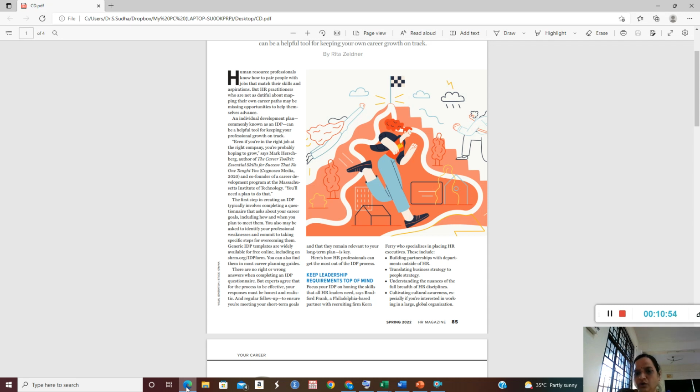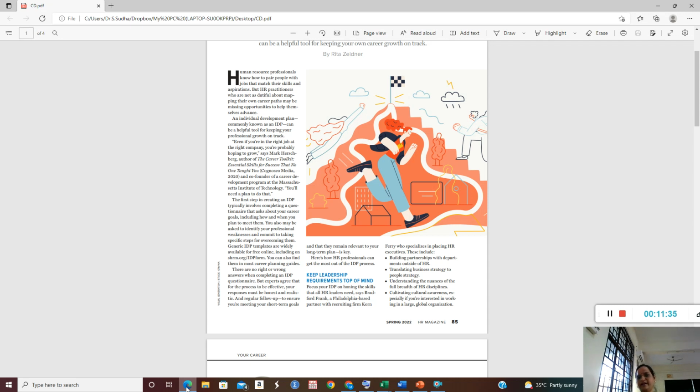Understanding the nuances of the full breadth of HR disciplines is very important. Half-baked, half understanding will never help us. So it's important that the concepts of human resources are understood very well. Then cultivating cultural awareness, especially if you are interested in working in large global organizations, especially in MNCs. What happens is that you have to work in a work culture, you need to have a very broad mind, you need to accept a lot of things.